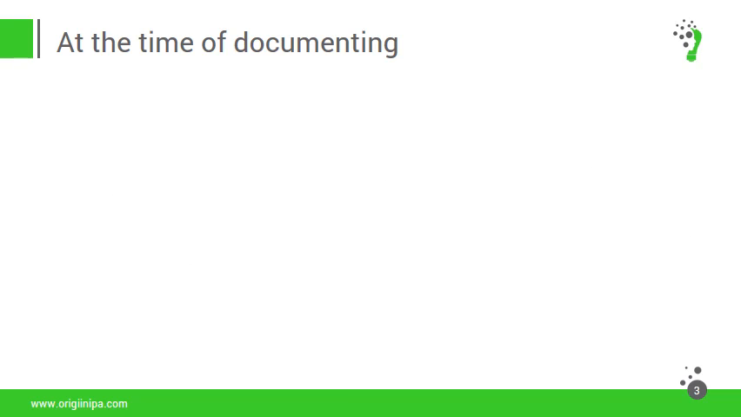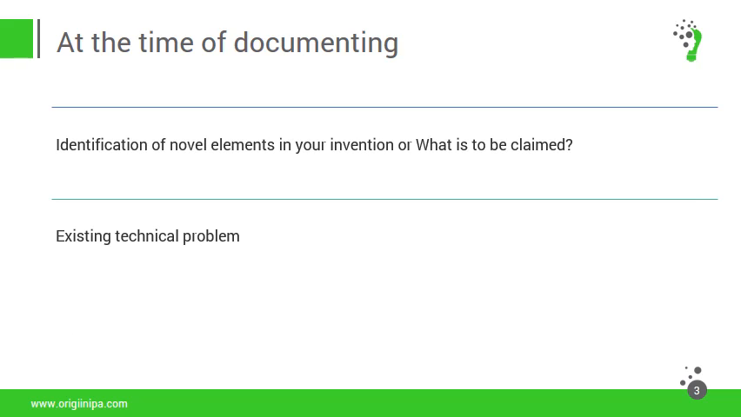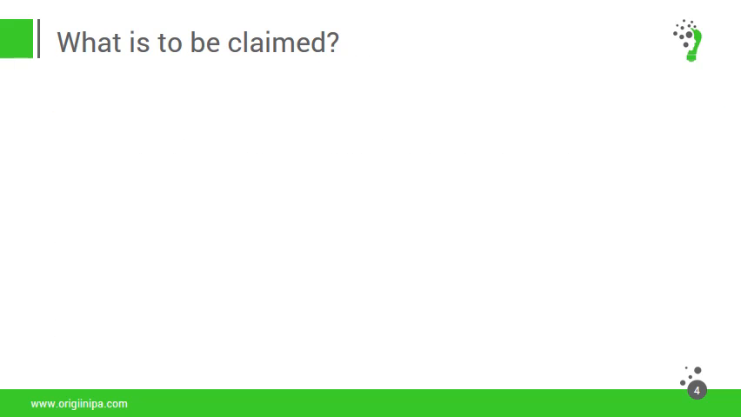The three most important points to be taken into account at the time of documenting the invention are identification of novel elements in your invention or what is to be claimed, existing technical problem, and best mode. Let us understand these points one by one in detail. First thing to be done is identification of novel elements in your invention or what is to be claimed.